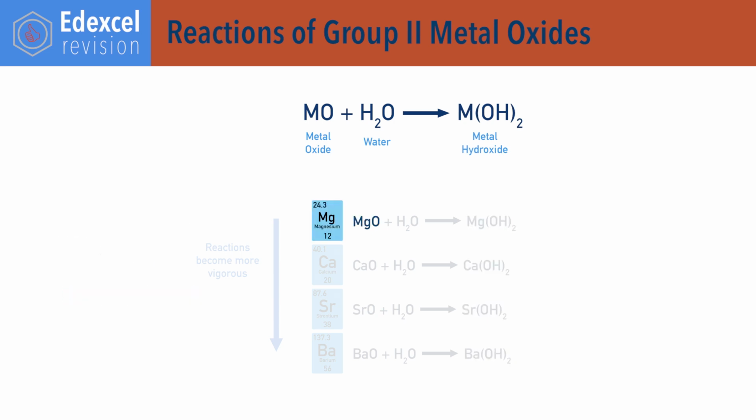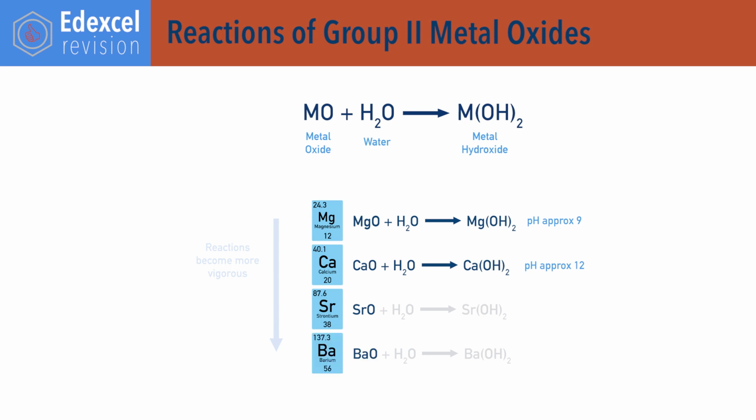Magnesium oxide, MgO, reacts with water to form a weakly alkaline solution with a pH of approximately 9. Calcium oxide, CaO, reacts quickly with water, producing a solution with a pH of approximately 12. Strontium oxide, SrO, and barium oxide, BaO, react vigorously with water and produce highly alkaline solutions with very high pHs.